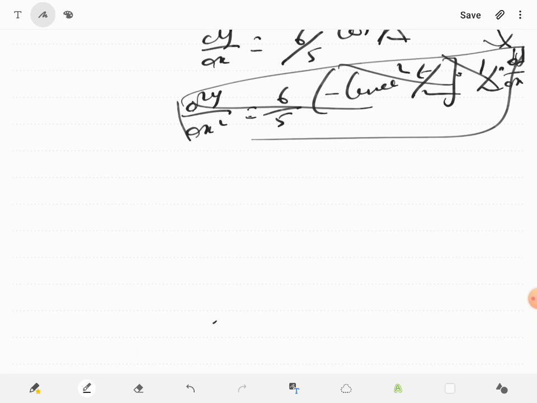So let's go to the next question. The 13th question is y is equal to sine inverse of x plus sine inverse of root of 1 minus x square.